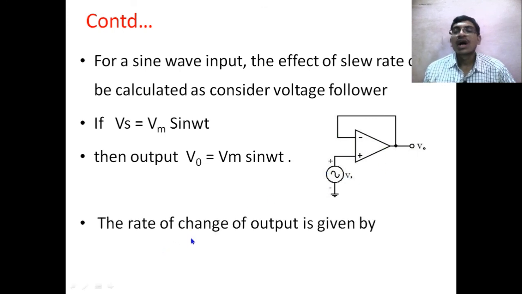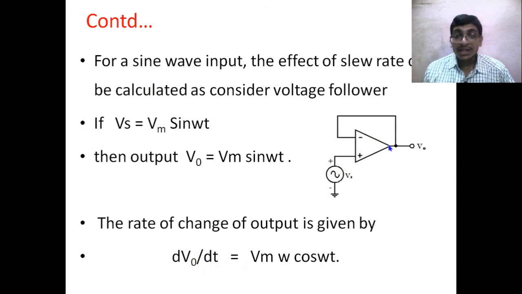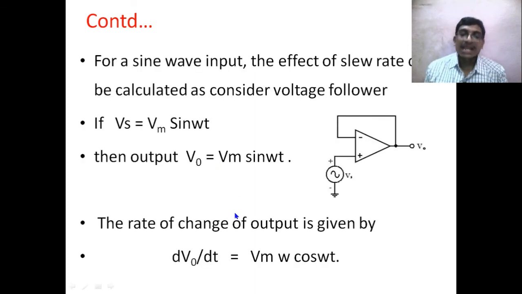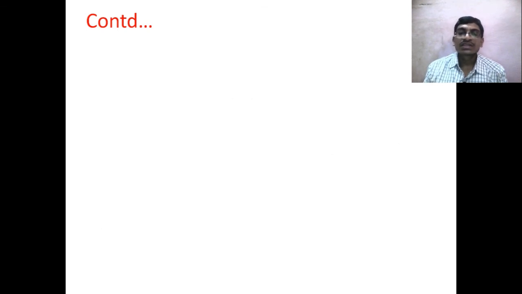The rate of change of output can be given as dV0 by dt. Because of the high frequency, there is the effect of capacitance. So because of the slew rate effect, the rate of change of output with respect to time is dV0 by dt, which is equal to Vm omega cos omega t. If you take the differentiation of the right-hand side, Vm is a constant which is taken outside. Sine omega t differentiation is omega into cos omega t. So if you apply the sinusoidal signal, we are getting the cos signal here. Input signal is a sinusoidal signal and output signal is a cos signal.